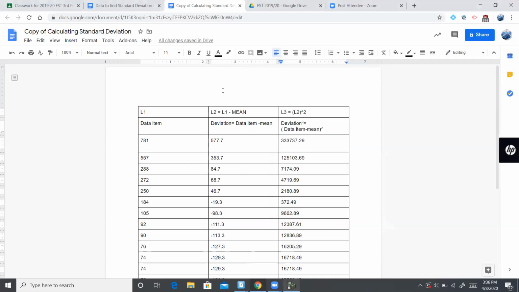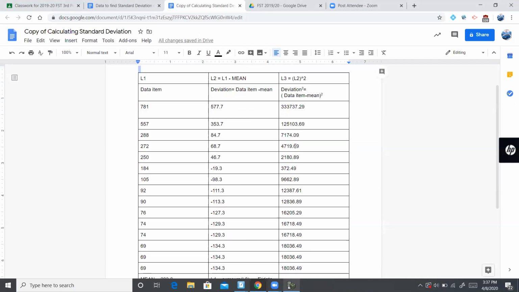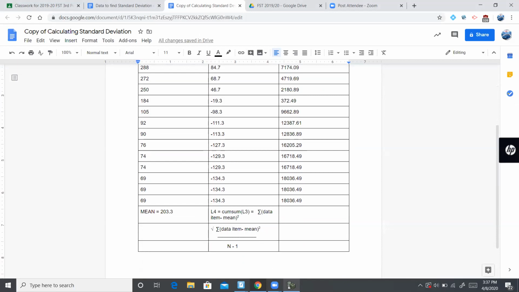And by the way, I'm taking a look at it, data item minus the mean is what's called a deviation, right? How far does each data item deviate from the mean? Then we're going to do deviation squared, so that's these numbers right here. Okay, L4 is going to be the cumulative sum of L3, because what we want to do is add up all these numbers in L3.